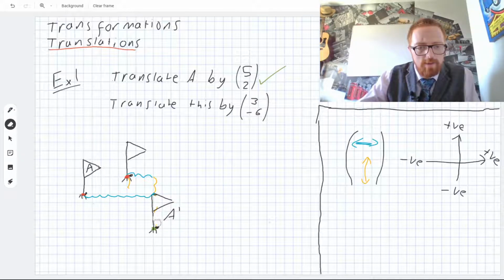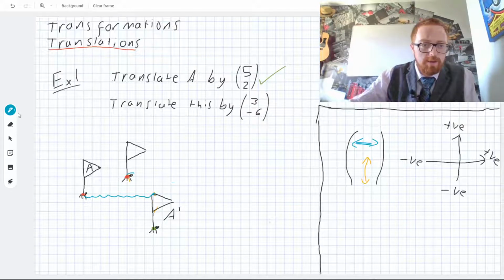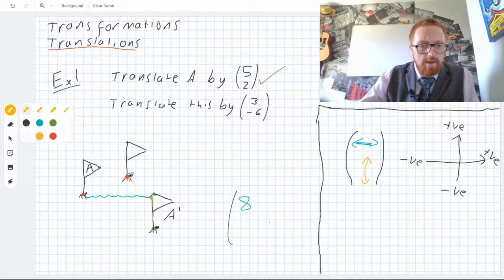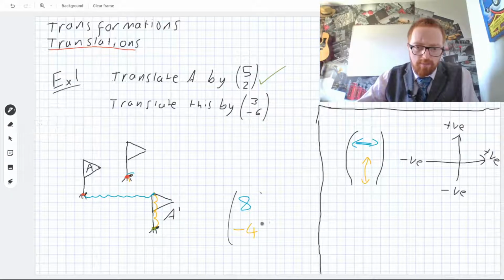So as an overall transformation, that red ant has gone 8 across, and it's gone 1, 2, 3, 4 down, which makes it negative 4. Okay, now that is the overall transformation of 5 2 followed by 3 negative 6. We end up at 8 negative 4.